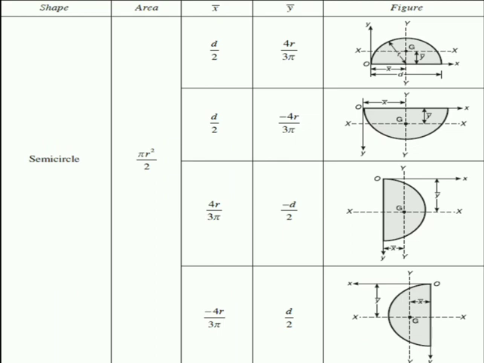Now when we move to the second case, here again x bar is d by 2, whereas y bar, as we are going below the axis, we take a minus sign, that is minus 4r by 3 pi. In the third case, the semicircle is with respect to the vertical axis. So here x bar will be 4r by 3 pi, whereas y bar will be minus d by 2. And in the last case, x bar is minus 4r by 3 pi and y bar is d by 2. These all are simple. Just draw the figure properly, go through the formulas and understand them properly.